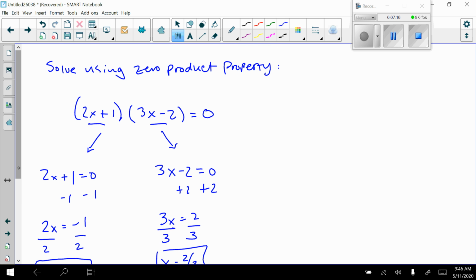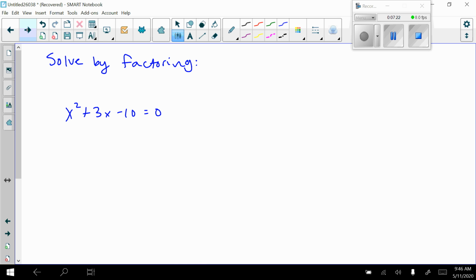Okay, let's look at another quick application of the zero product property. We have to use this when we solve a quadratic by factoring. So you're going to see problems like this plenty as you move forward in your math career, or once you get into some science classes. You're going to have to know how to solve things by factoring. Okay. So in order to do this, we know how to factor. We've practiced this a bunch. In order to do this, we have to factor this thing first.